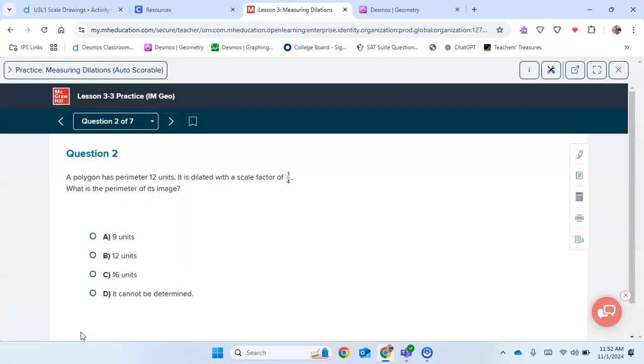Question 2. A polygon has perimeter 12 units. It's dilated with a scale factor of 3/4. What is the perimeter of its image? 12 times 3/4 would be 12 times 3 divided by 4. 12 times 3 is 36, and 36 divided by 4 is 9.